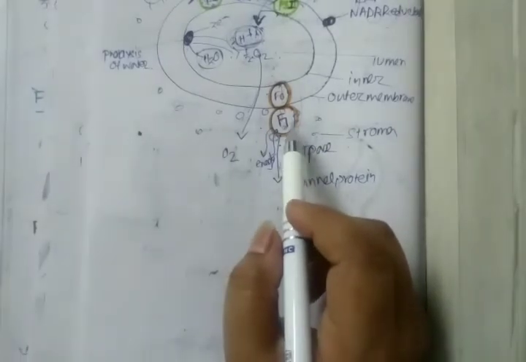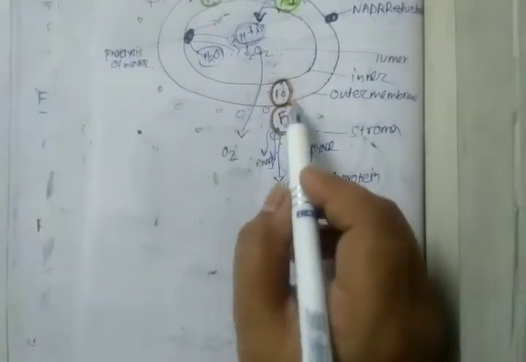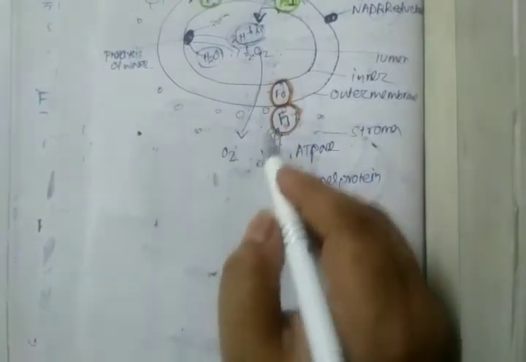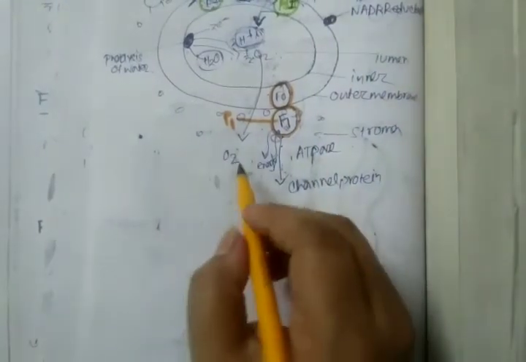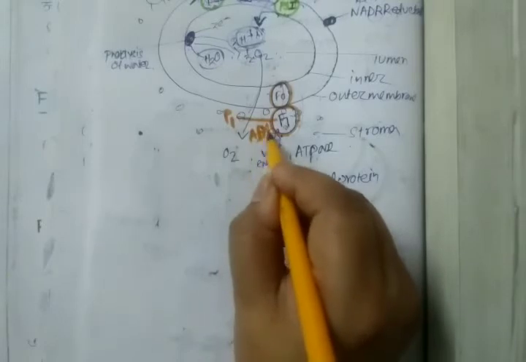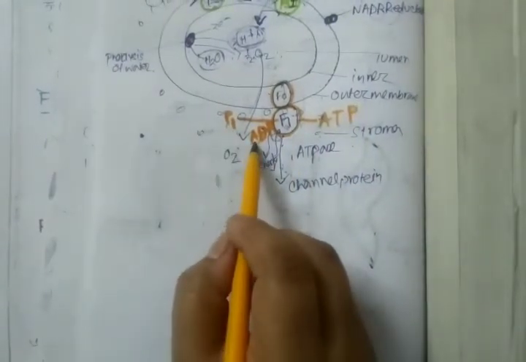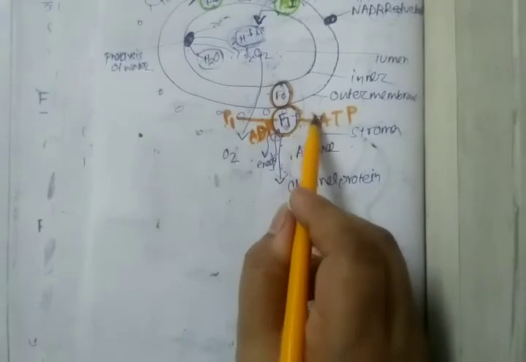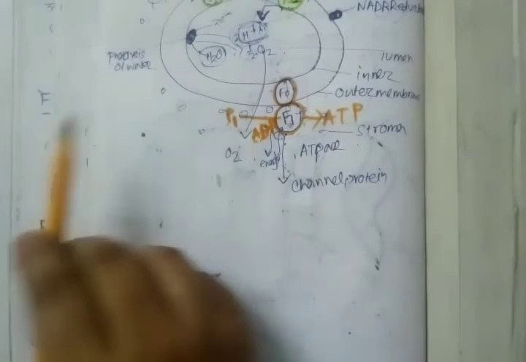So here no energy is required, and now this energy is used by the F1 particle to add inorganic phosphate to ADP to synthesize ATP. So inorganic phosphate and ADP bind with the F1 particle, and this gives us ATP, and then it comes back to the stroma.